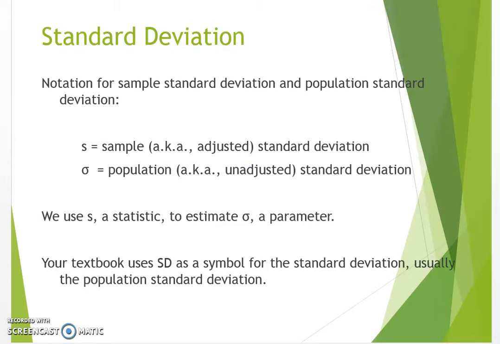All right, now let's see how we compute the standard deviation. Before we compute the standard deviation, we need to understand the symbol for standard deviation. The symbols are important, like for the mean that we have seen. Sample mean is X bar, population mean is mu. So previously we have X bar versus mu for means.